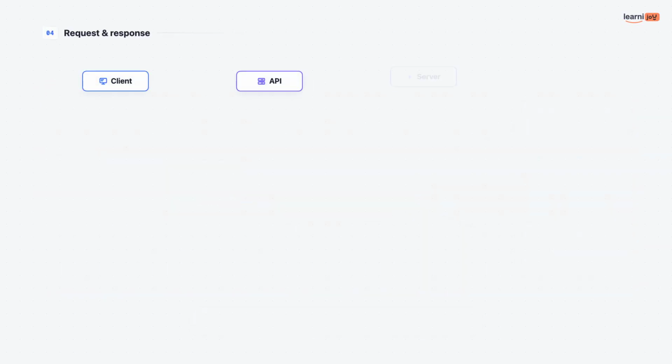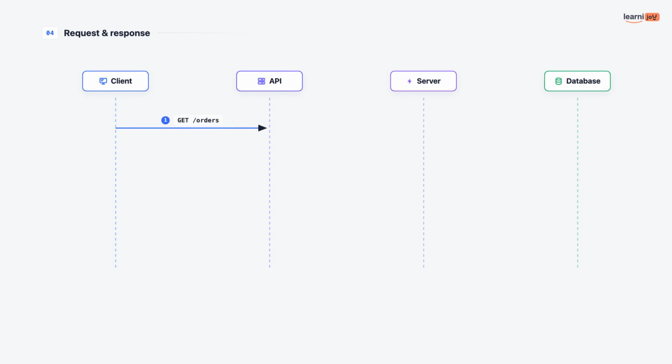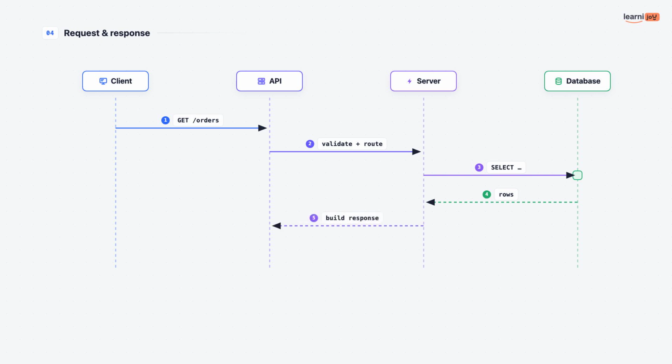Let's slow that exchange down. Say the client asks for a list of orders. That request reaches the API, which checks it's valid and routes it onward. The server then queries the database, which returns the matching rows. The server builds a clean response, and a 200 OK travels all the way back to the client. Every single interaction follows the same rhythm.